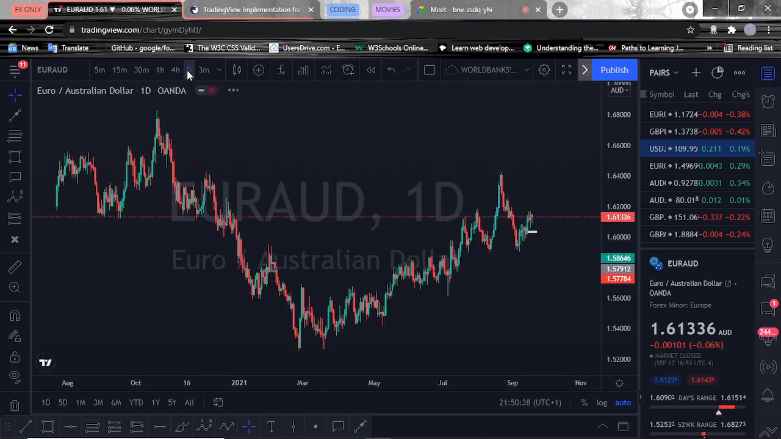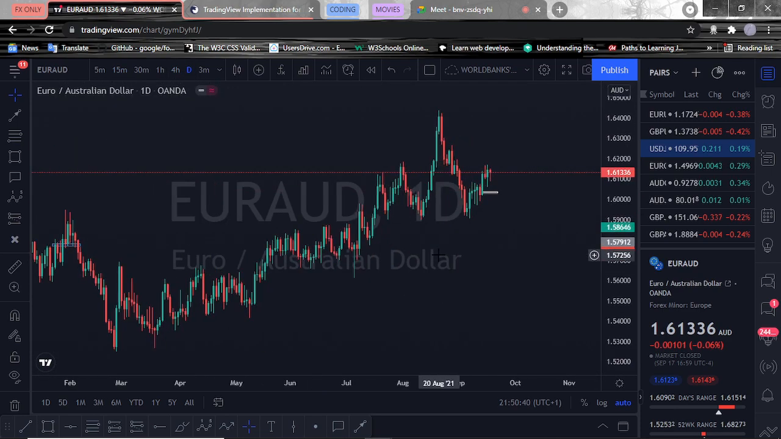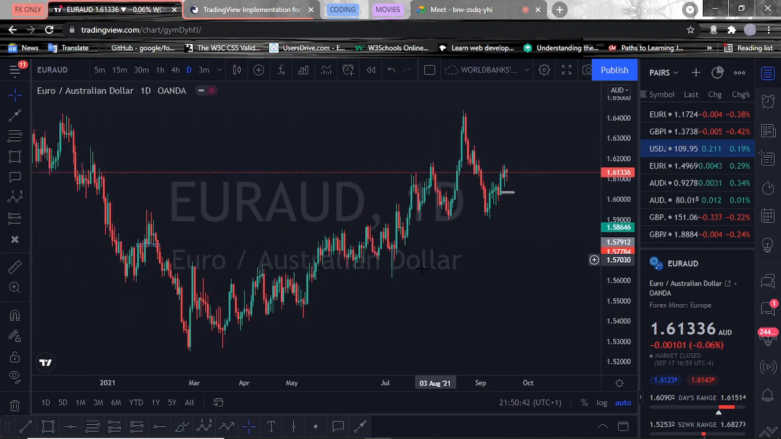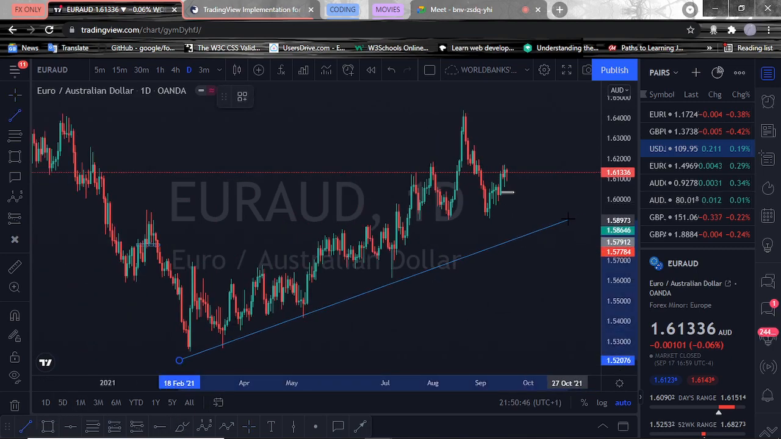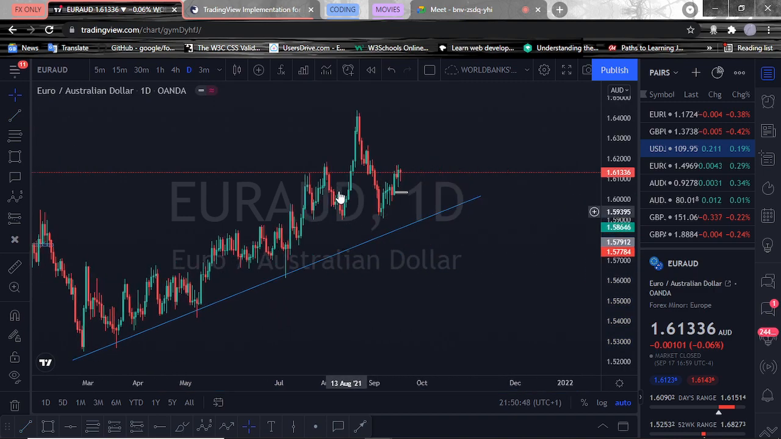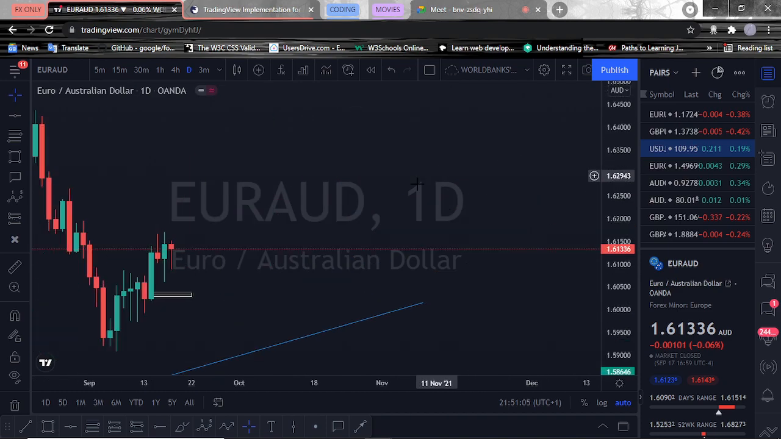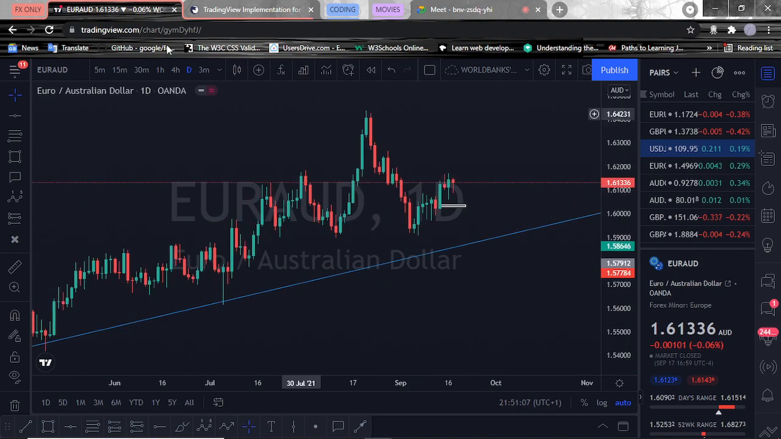Let's check the daily. Daily is on an uptrend. Nice uptrend. Been a while since I used trend lines. Wow, very beautiful stuff. Uptrend, equal lows though, so there's even more opportunities to look for buys again. So you should be looking for buy opportunity, not sell.